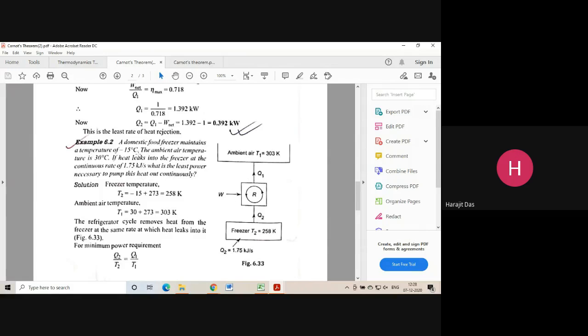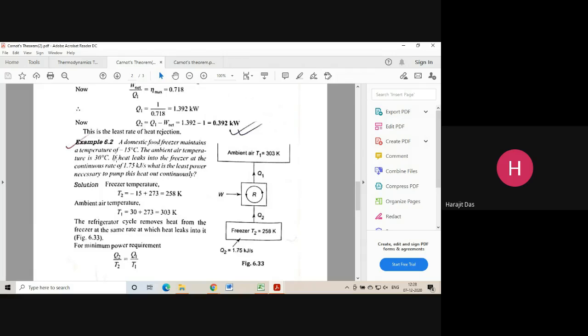What is given actually, this freezer temperature is given, so it is 258 Kelvin. Then ambient temperature is given as 30 degrees, so 273 plus 30 you will get 303 Kelvin. Okay, so this is the diagram. So work has to be done, so Q2 amount of heat has to be extracted from this chamber by the engine. So this amount of heat it will be abstracting and it will be delivering Q1 amount of heat to the ambient, or to the surroundings.